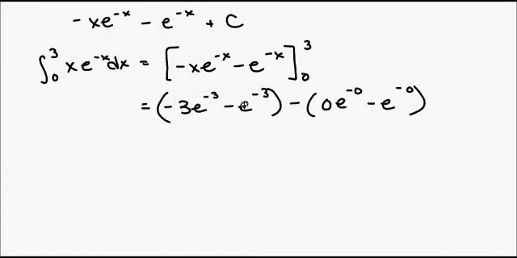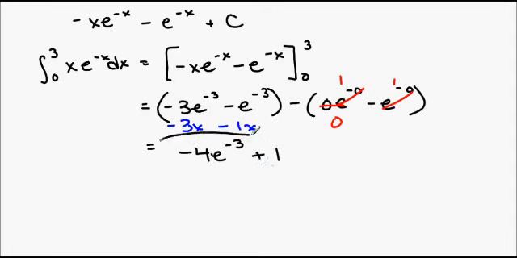Okay, so I'm going to treat these e's like x's. If I had negative 3x minus 1x, I'm writing e still, I would have negative 4x. So here I have negative 4 e to the negative 3. Over here, e to the negative 0 is e to the 0, which is 1. Of course, 0 times anything is 0. So I have 0 minus 1, which is negative 1. Minus negative 1 is a plus 1. So this would be my exact answer right here.